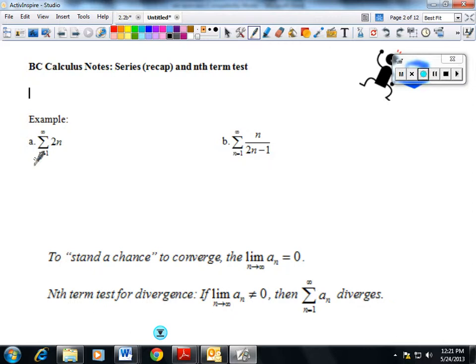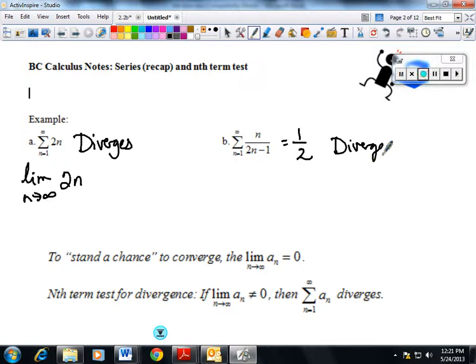So if we were to take the limit as n goes to infinity of 2n, you would say that that goes to infinity. Because that does not go to 0, then the series diverges. If we look at this one, the limit as n goes to infinity is 1/2. So this series will diverge.